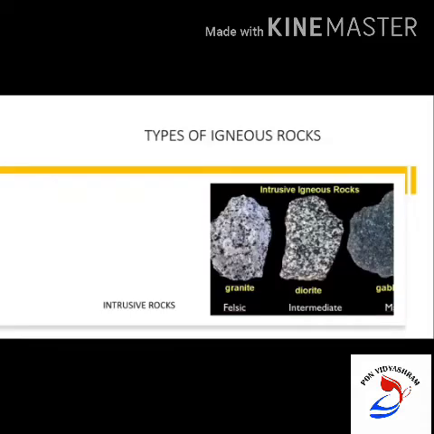The rocks that cool below the surface of the earth are called intrusive igneous rocks. The rate of cooling is slow inside the earth, thus the crystals formed on cooling are large. Examples of intrusive igneous rocks are granite and dolerite.